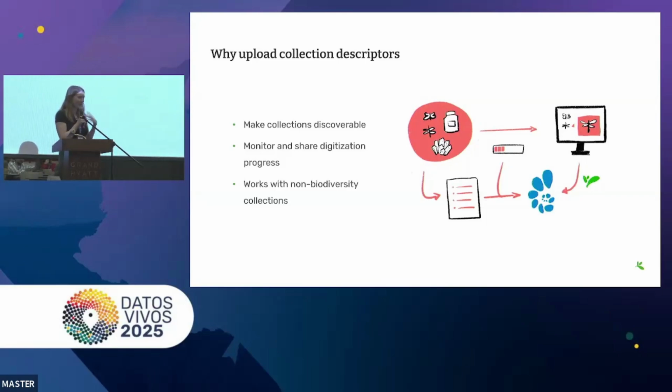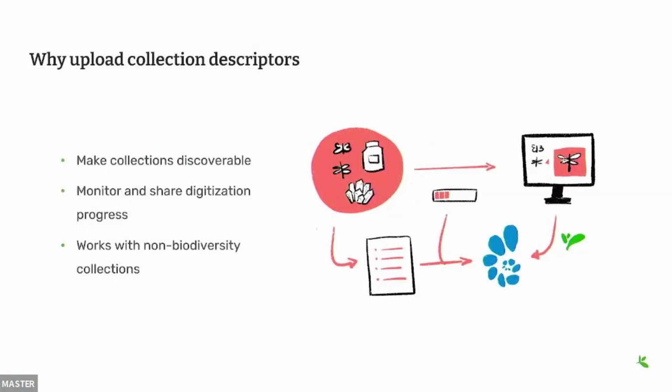And finally, maybe you're not familiar with GBIF, but you also work with geological collections and you want to share information about the rocks, and it's not biodiversity related, or archaeological collections. And there's not many other places where you can share information like that. But Latimer Core and Darwin Core, and I'll explain a little bit more, have terms that will allow you to share information about geological collections. So that's another reason you may want to consider creating and uploading collection descriptors on GeoCycle.